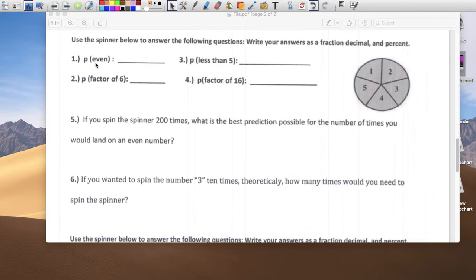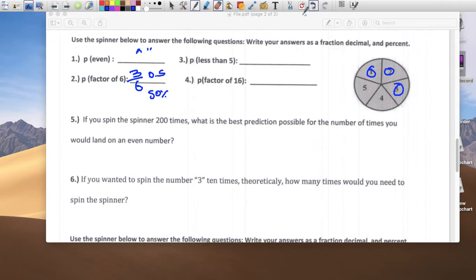Use a spinner below. So again, we're going to use a spinner. So an even number. What is the probability of getting an even number? The even numbers are 2 and 4. So it's 2 out of 5. 0.4, or 40%. A factor of 6. Now we're looking for factors of 6. That would be 1, 2, and 3. Right? So a factor of 6 will be 1, 2, and 3. So that's going to be 3 out of 6, or 0.5, or 50%.